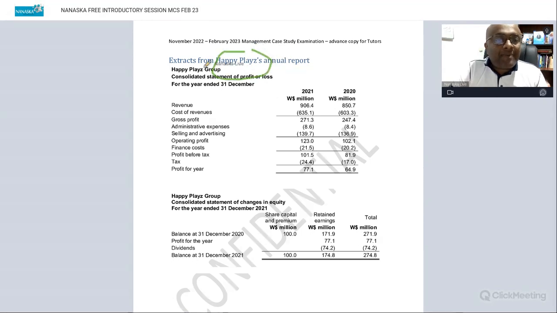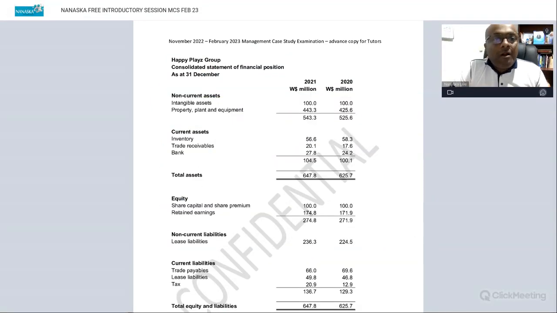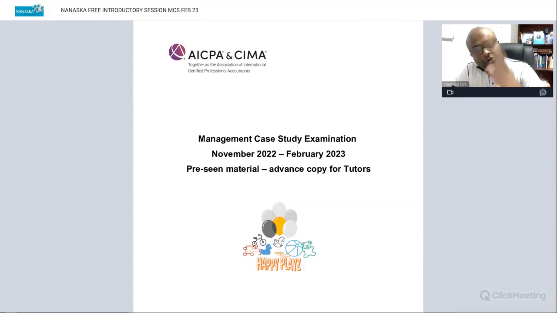Happy Place is my company. You have the consolidated profit and loss account, consolidated statement of changes in equity, then the full balance sheet. So full financial statements are given about our organization. Happy Place is the quoted public company that we are trying to manage. So now you need to be familiar with this pre-scene on the exam day. All the questions on the exam day will be asked based on this particular pre-scene.